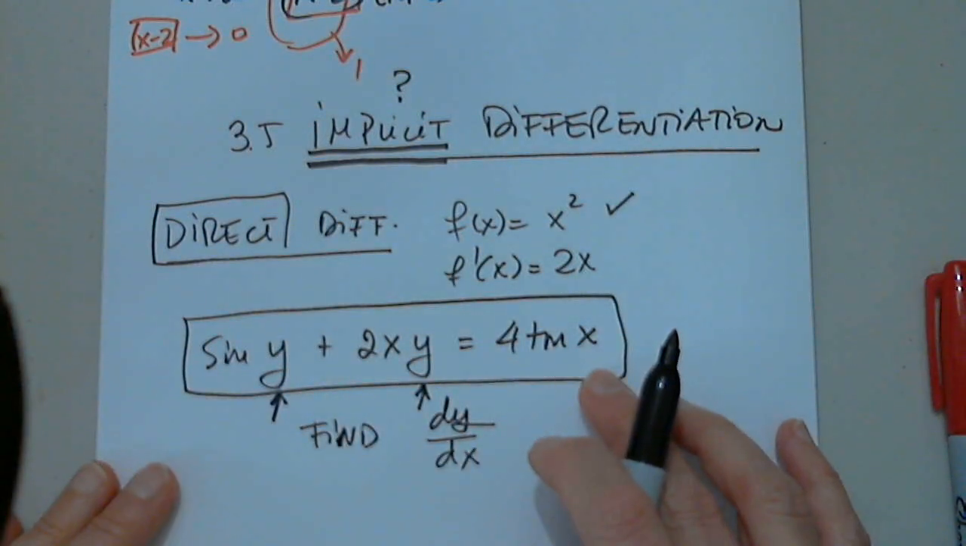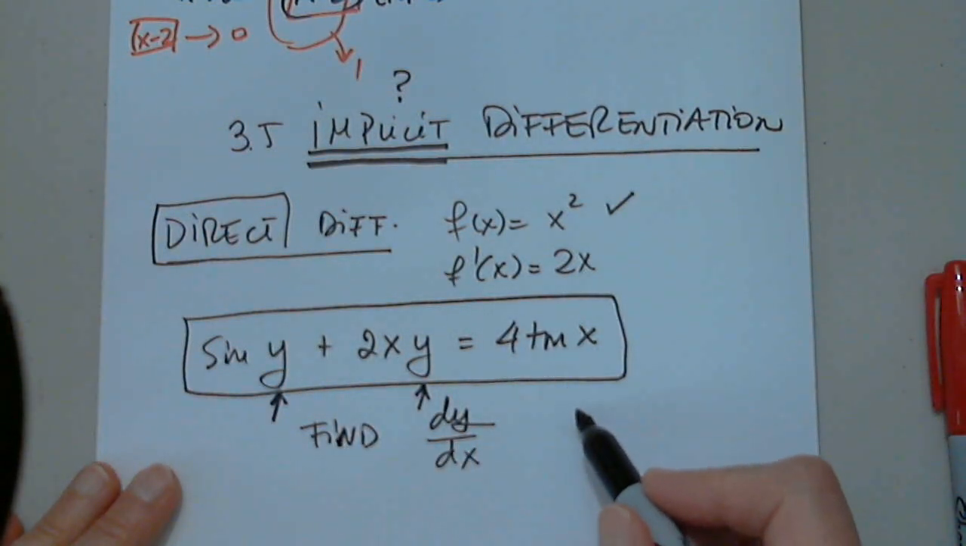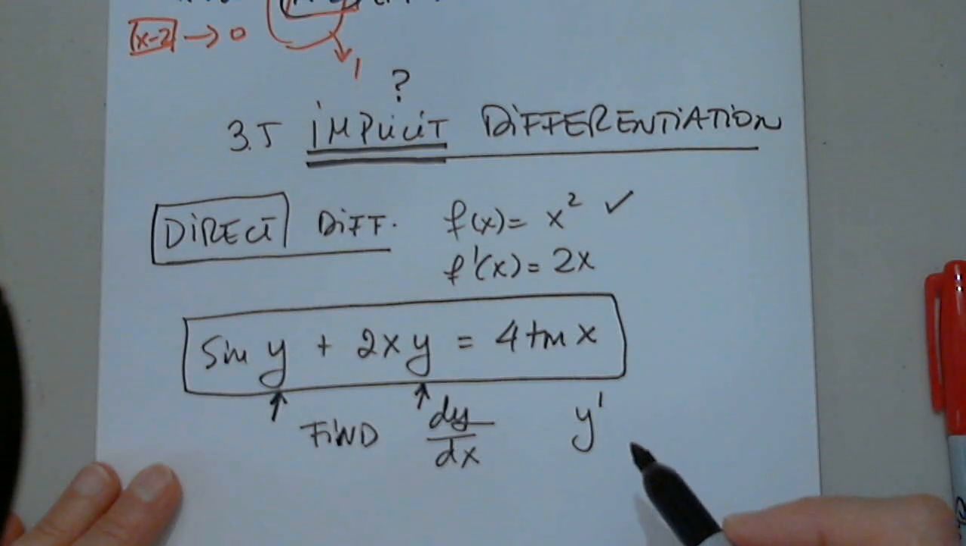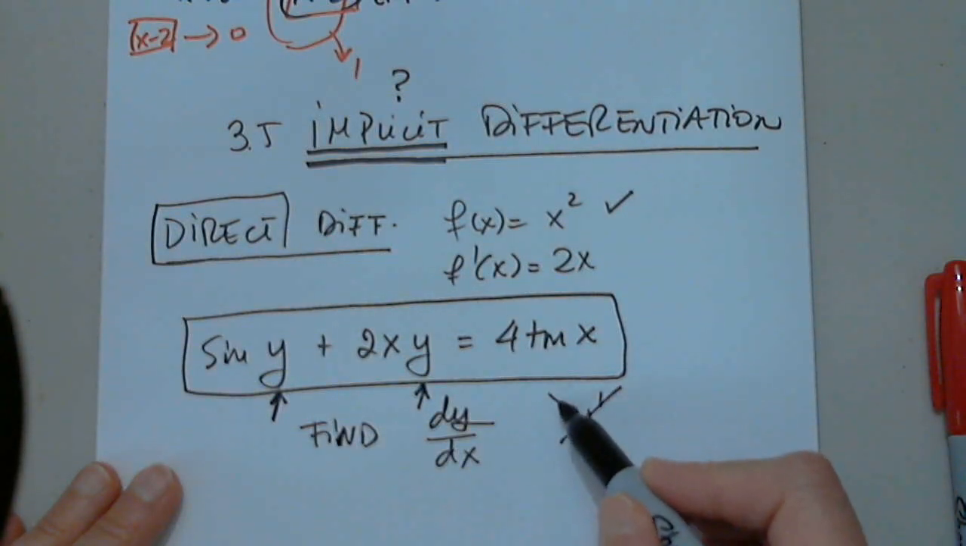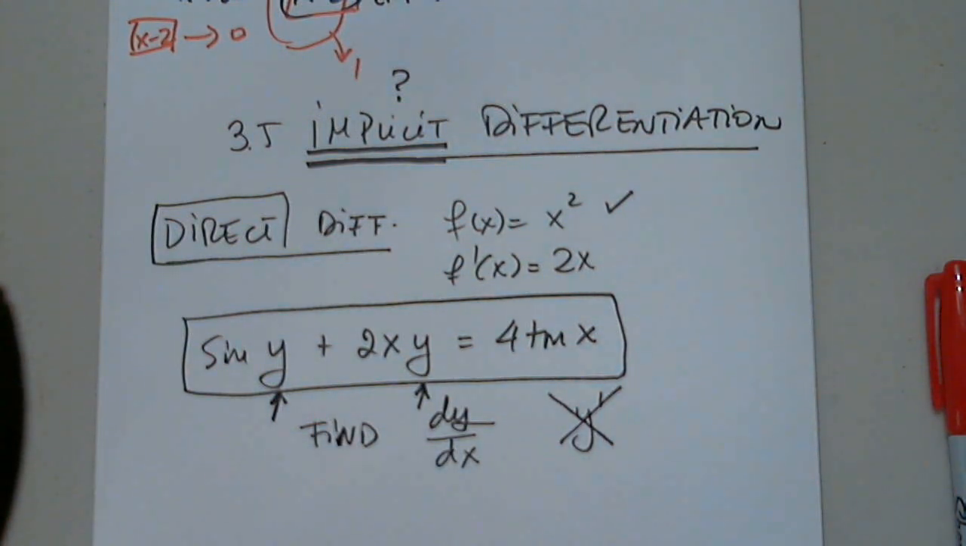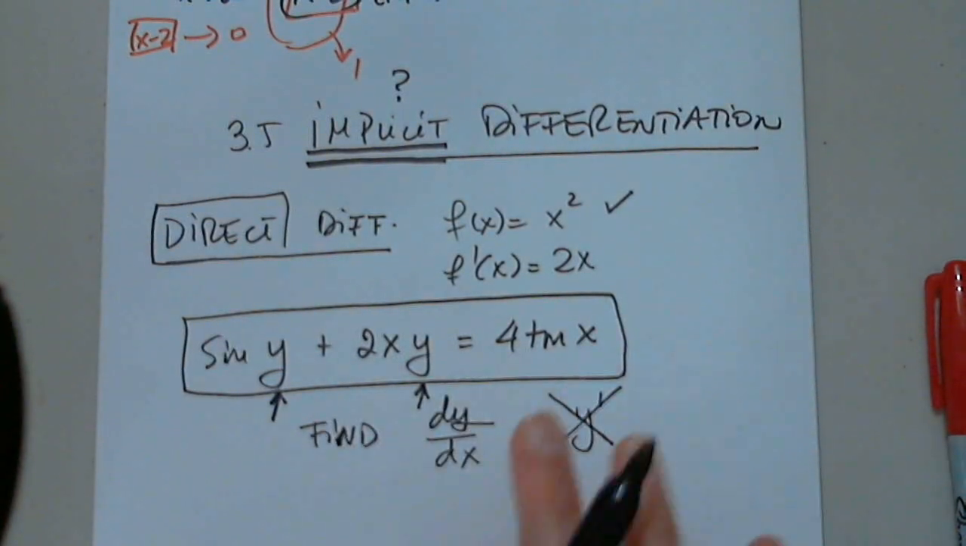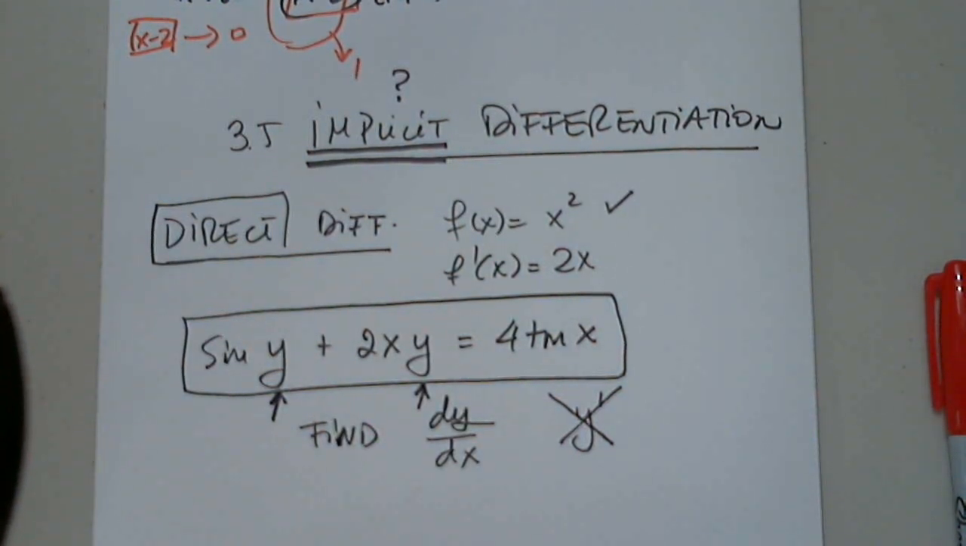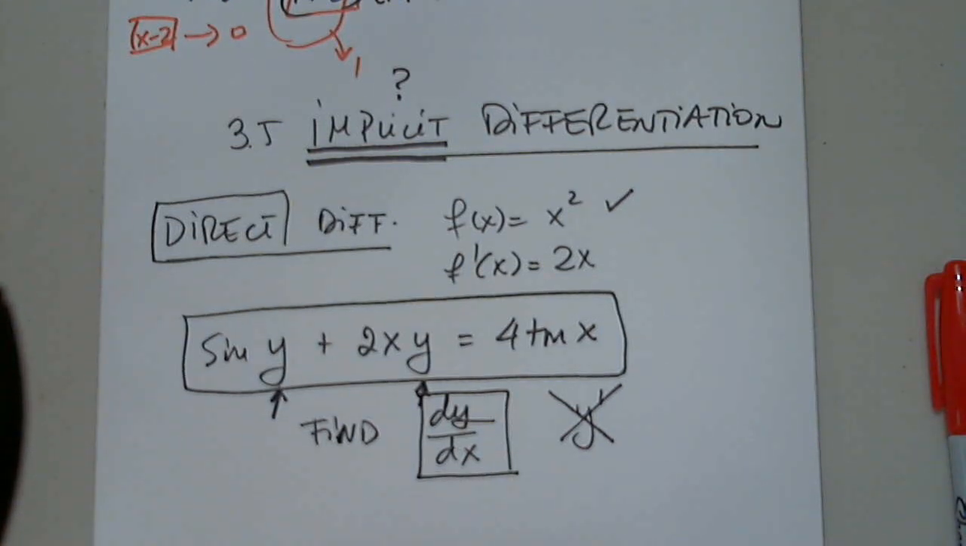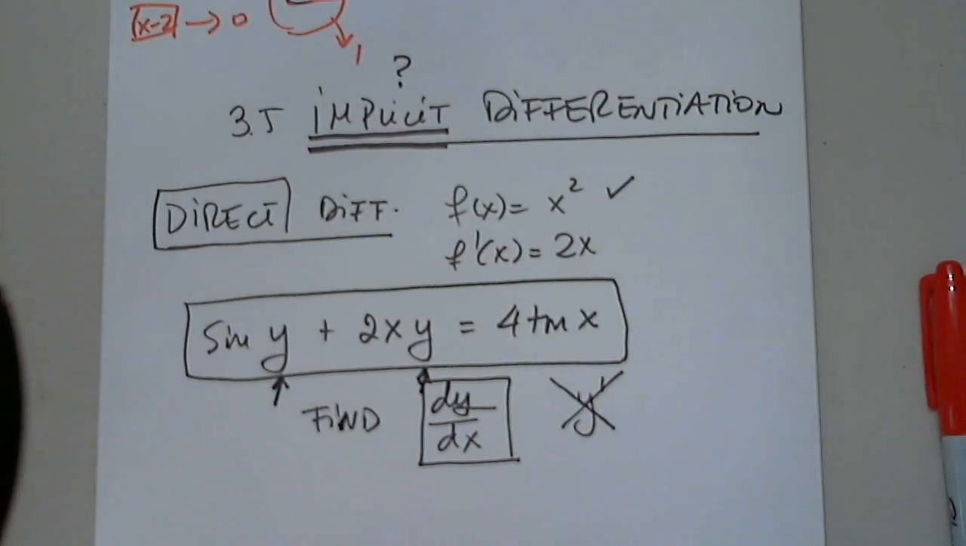In something like this, I will not use y prime. Can you? Yes. I don't recommend it, because it's an ambiguous notation in such a situation. We should always use dy over dx to solve the equation and find y prime.